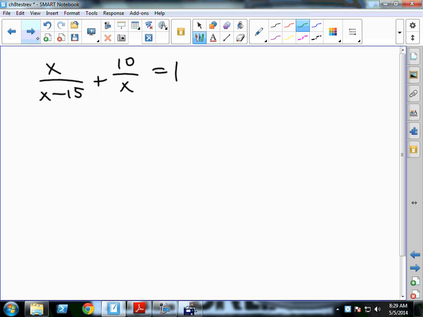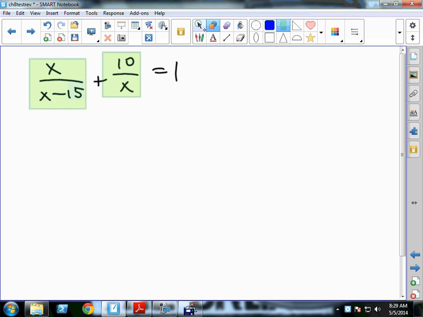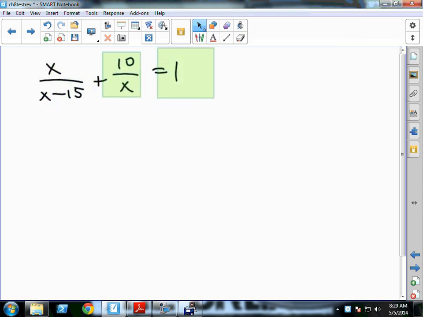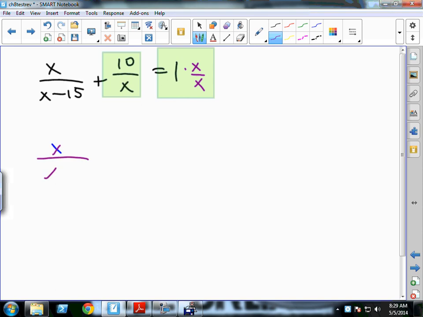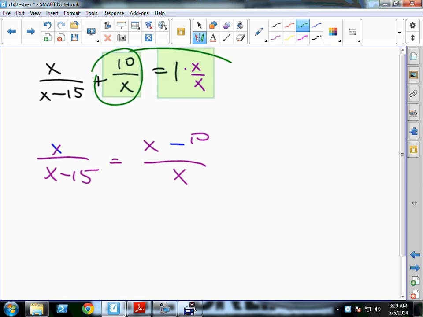Well, we're getting there. This one, it's interesting what happens on this. Again, I want a proportion, but I'm not going to put this with this. I'm not going to try to put those two together. What I'm going to do is put those two fractions together. Okay? So to get a common denominator, I'm going to multiply this by x over x. So what I've got is x over x minus 15 equals x minus 10 all over x. Do you see how I did that? Basically what I did is I took this term and put it over here on this side of the equation. Okay.